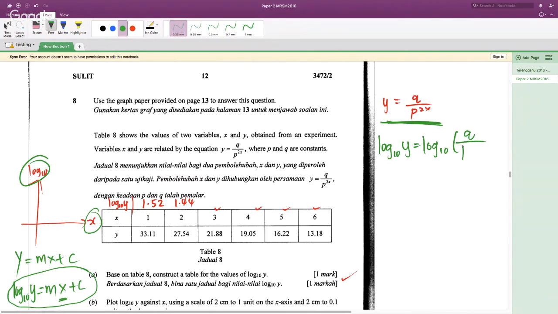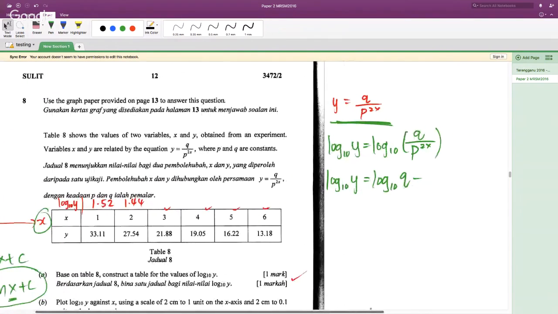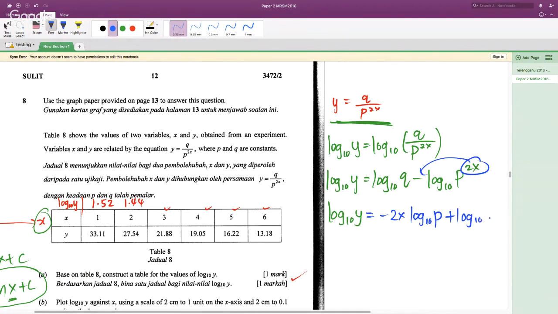So after I add the log 10 for both sides, you should understand, divide, after you expand it, means minus. Okay, so let me just adjust this one to the other side a little bit. Okay, this one should be log 10 p to the power of 2x. Now you have log 10 y already, but you haven't seen your x. So what I will do here is move my 2x to the front. And basically, you will get negative 2x log 10 p plus log 10 q.